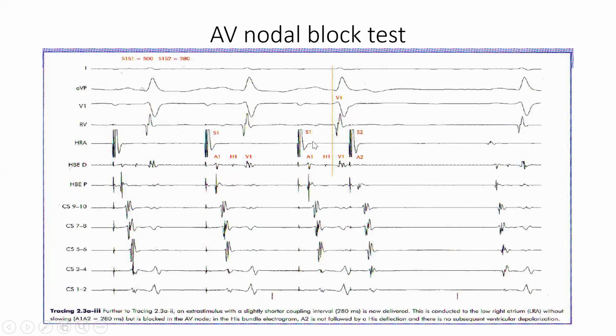They paced again at S1, so that means they are still maintaining the same pacing rate. A1, right? H1 and the QRS, V. But they shortened it now to 280 milliseconds. And if you monitor your His catheter, right, you can see it. So tell us what has now happened.